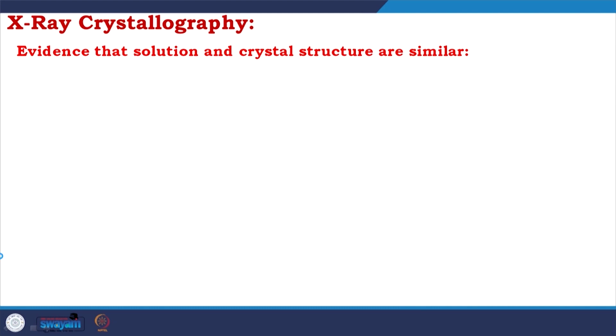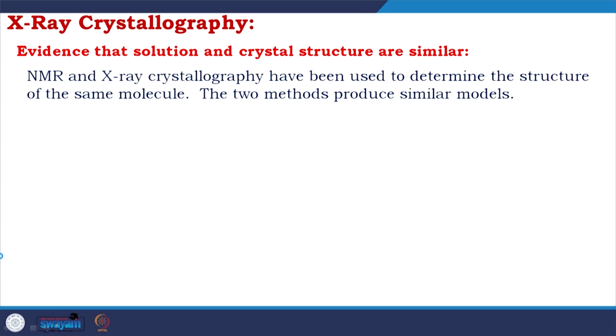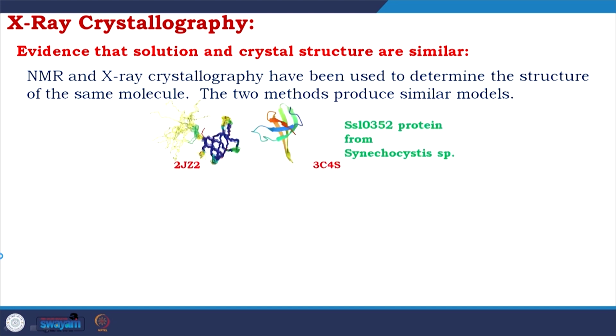X-ray crystallography, as I told, gives evidence that solution and crystal structures are similar, when people have done structure solution using the two techniques, NMR and X-ray. X-ray, as I already told, takes protein in a frozen condition, whereas NMR deals with protein in solution. When people have taken the same molecule solved by the two techniques, they have found that these structures are similar. Here there is an example.